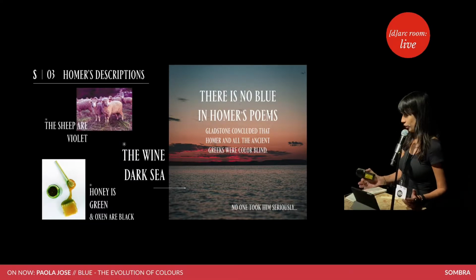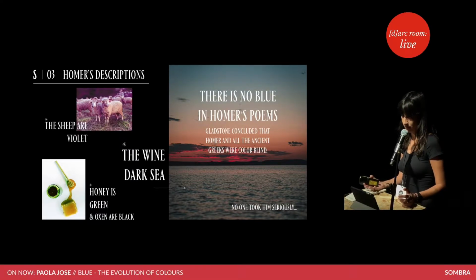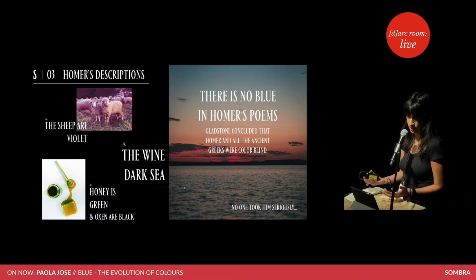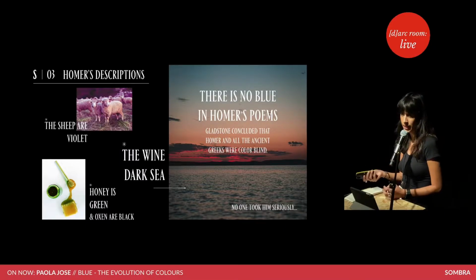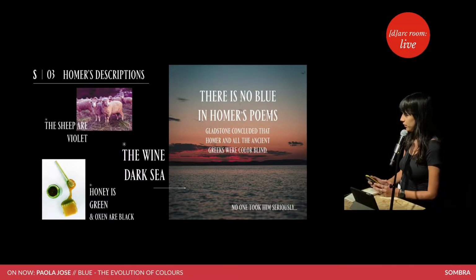So Gladstone concluded that all of the ancient Greeks were colorblind, which doesn't make sense, but for him it did. And of course, no one took him seriously. So Gladstone died, and then his research went to the archive, and nobody cared.